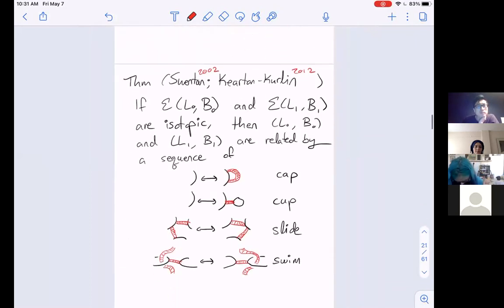So this is the theorem, Swenton, and then Kierton and Curlin added some more rigorous details, where they showed that if you have a surface in S4, its diagram is well defined up to these moves. And in particular, if you have 2 isotopic surfaces, then their diagrams differ by exactly these moves, which correspond to an isotopy. Somehow I could think of these moves as really describing an isotopy.